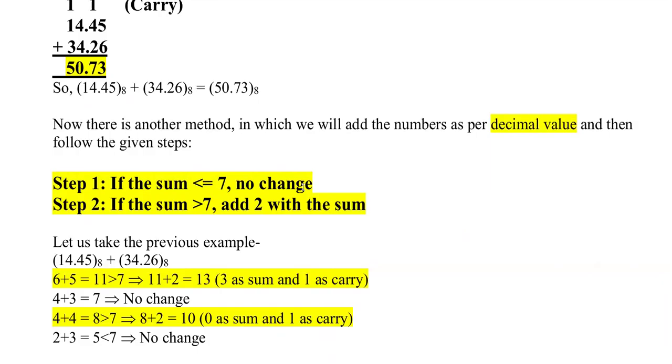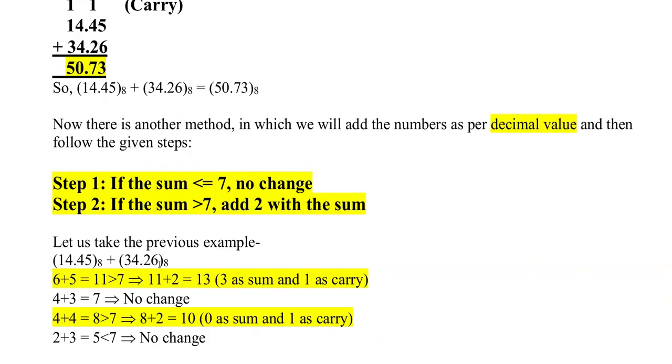So in sum, if sum value is coming less than or equal to 7, there is no change in the decimal and the octal. But if the sum value in decimal is more than 7, we have to add 2 because it is 2 numbers ahead. 8 becomes 10, 9 becomes 11, 10 becomes 12, and so on.